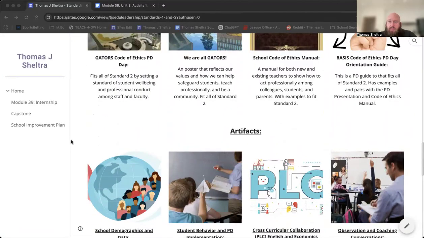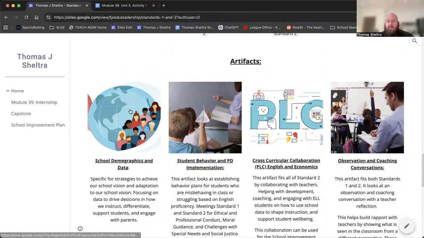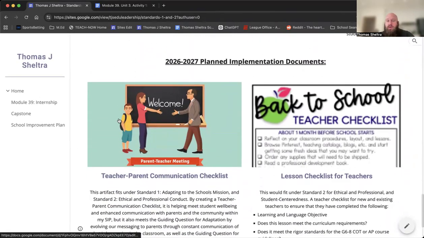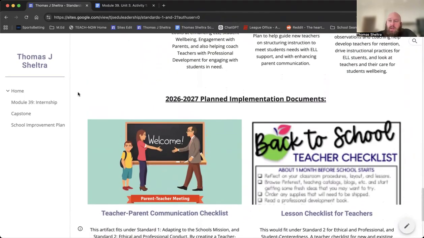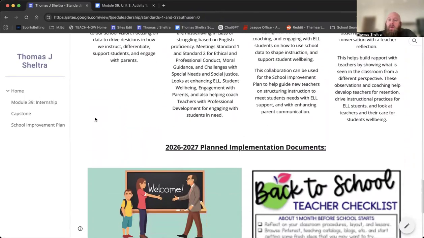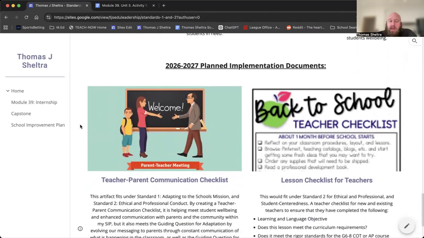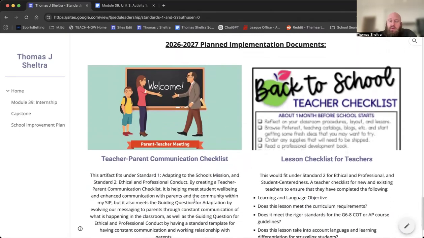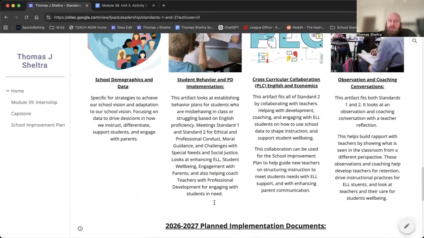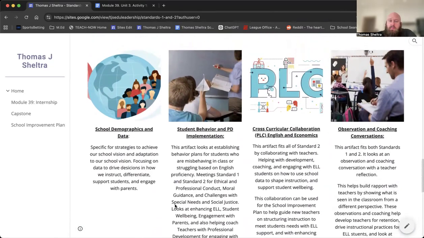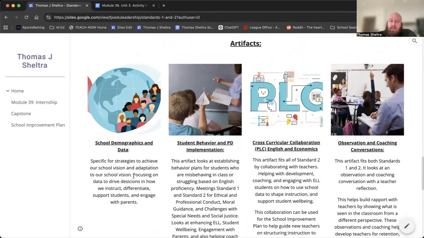And I'll briefly be going through these just to show you. When you go to my e-portfolio, these are the artifacts that I do have, and here are two planned implementation documents that I would like to have for 2026, 2027. One of the things I've talked about with my mentor is making sure we can upgrade our upper school handbook. I think these would be two artifacts that could go with making sure we're fitting into the school improvement plan, but also standards one and two by themselves.